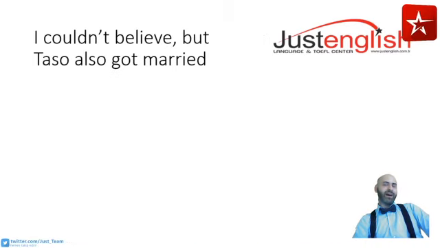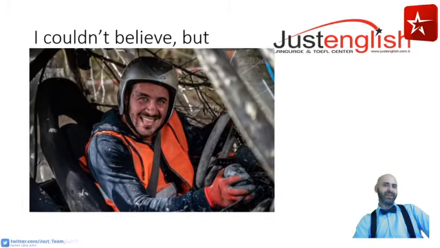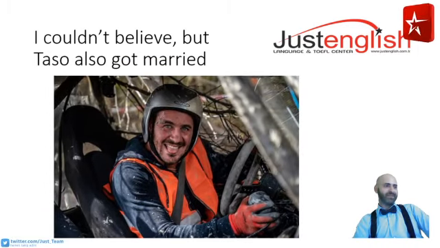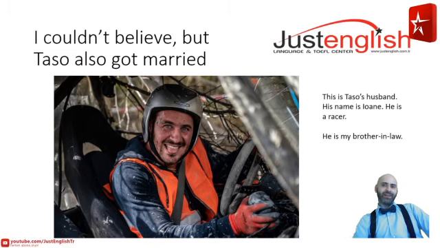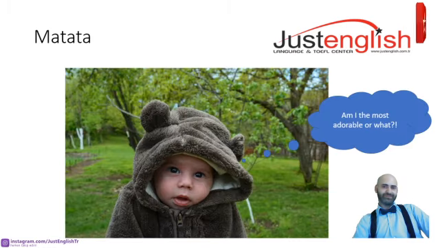Okay, I could not believe for a long time, but my another cousin, Tasso, also got married, and this is her husband. Her husband's name is Ioane, and he's a racer, so he's my brother-in-law. They have 1 child, and the child's name is Matata, and he's the most adorable and cute boy ever.